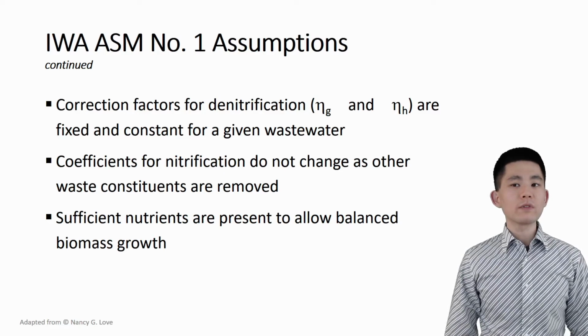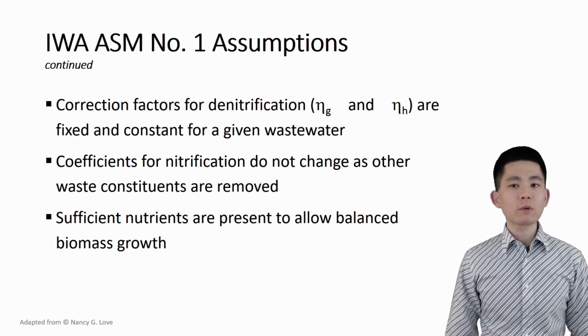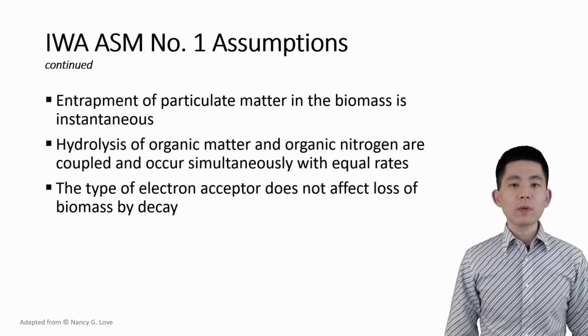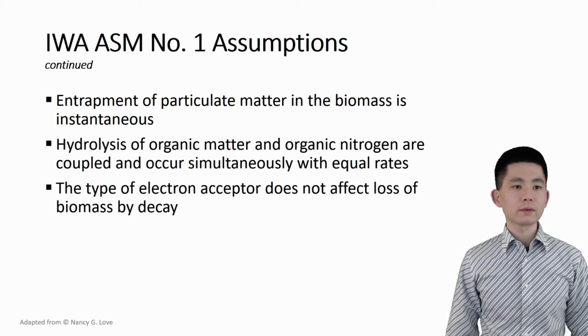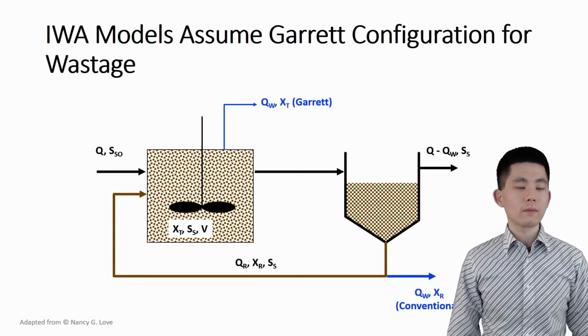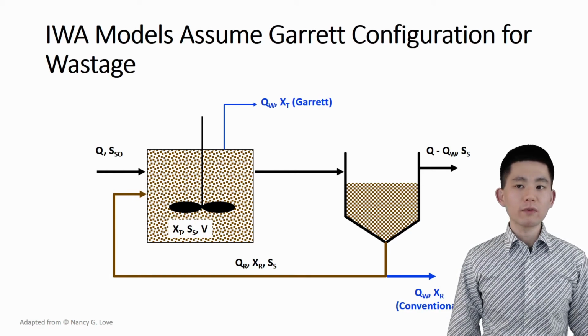There's no limitation of nutrients for microbial growth. The only limiting factors that control the specific growth rates are the electron donors and electron acceptors. All particulate matter enters the reactor, starts being hydrolyzed instantaneously and homogeneously at an equal rate. The decay also happens at a constant rate independent from other factors. Lastly, the Garrett configuration is used for ASM1 but can easily be extrapolated to other configurations.